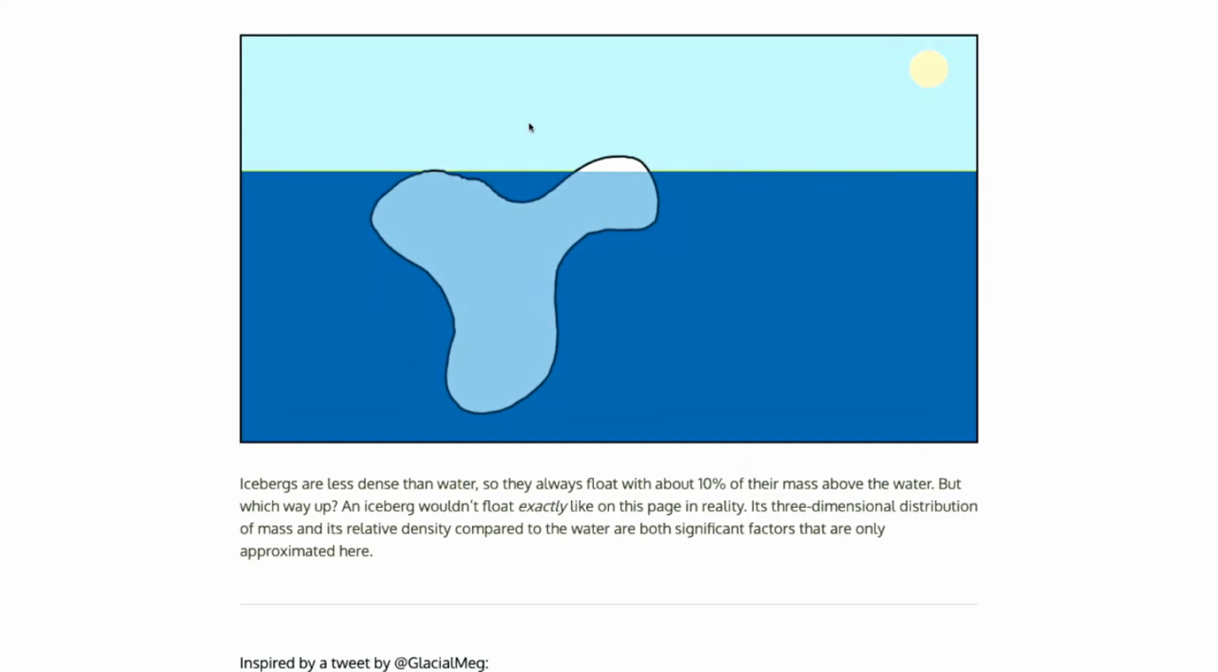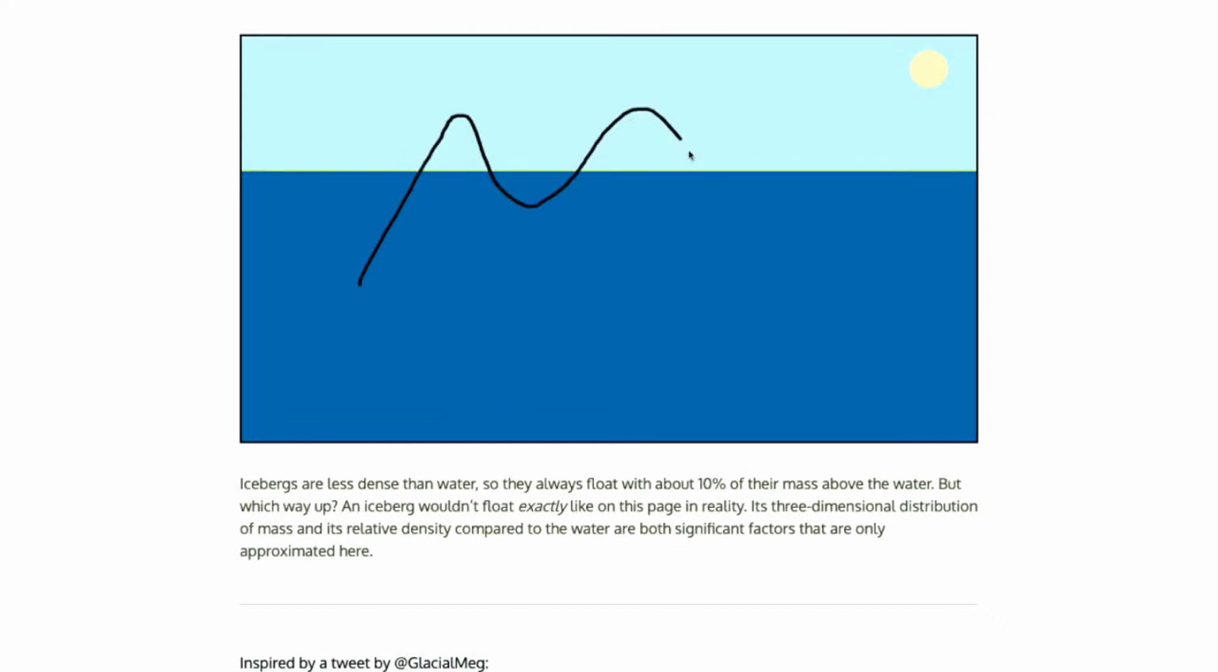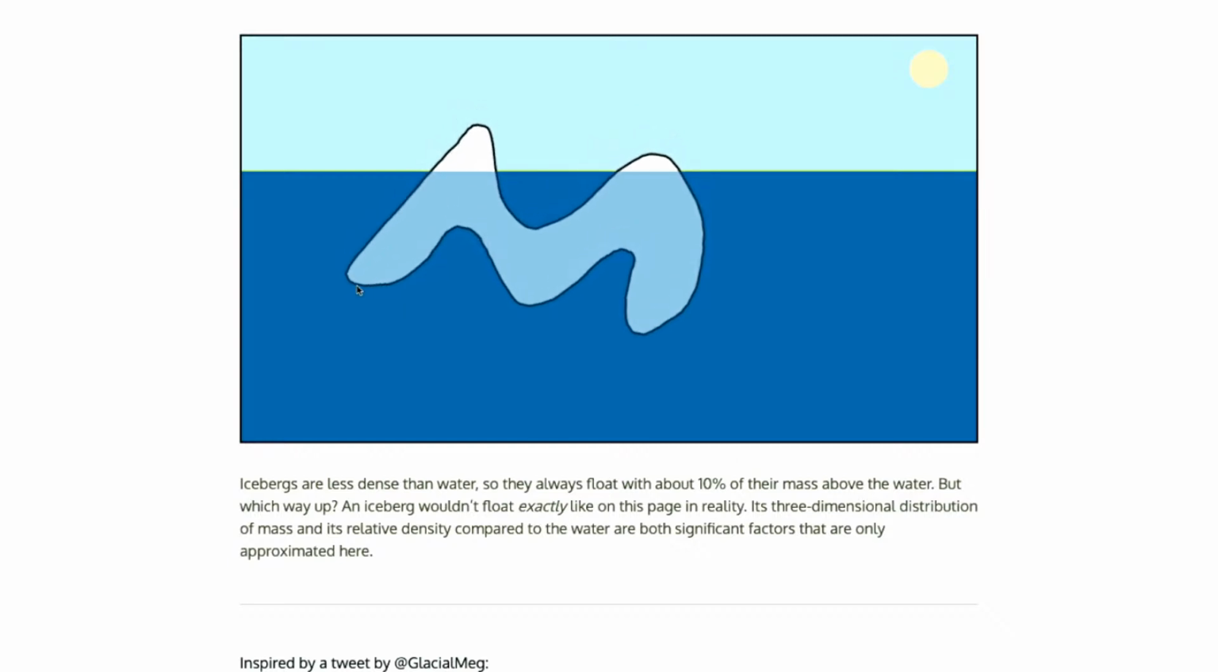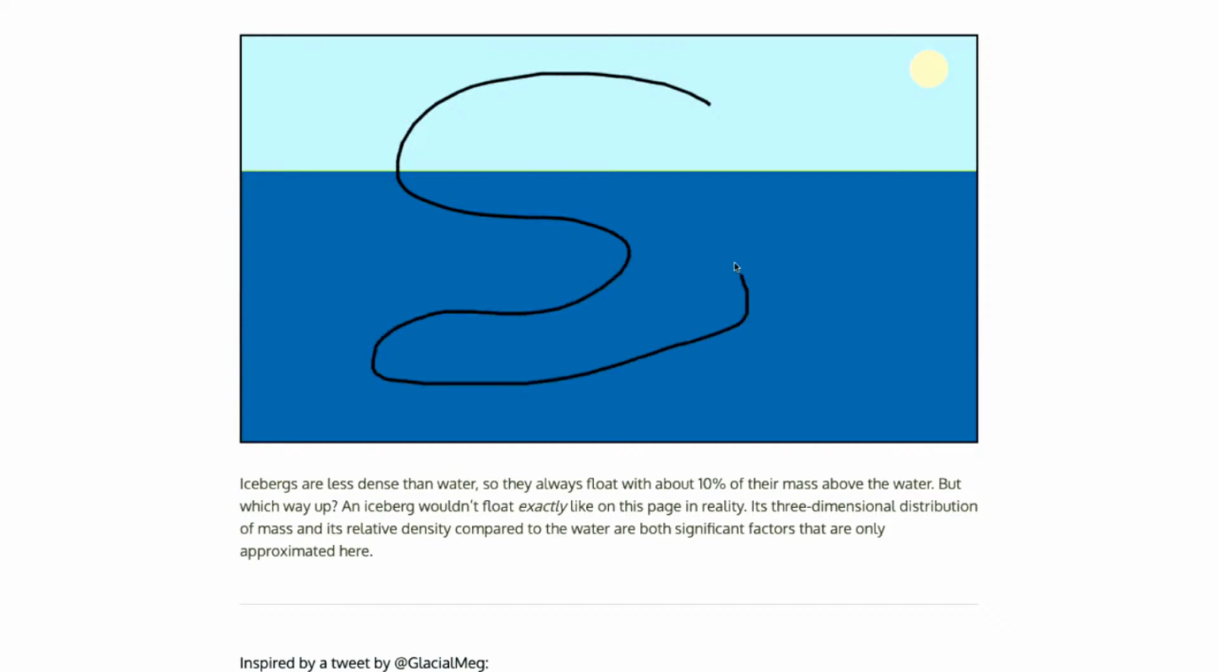I'm at this website right now. I'm going to draw me an iceberg. So my iceberg is going to look like this. And then when you let go, it'll show you how it would really float. That was cool. What if I did an M for Math Dad? How would that float? Or do an S for Science? An S for Science would be cool.